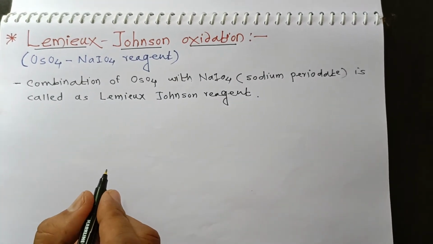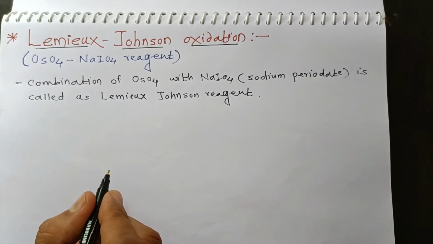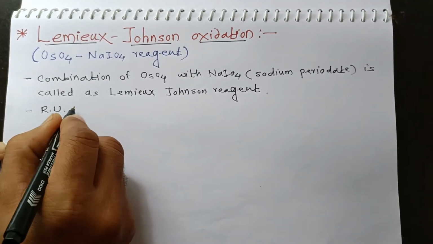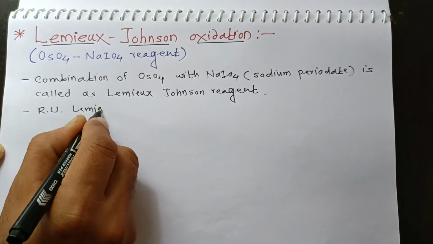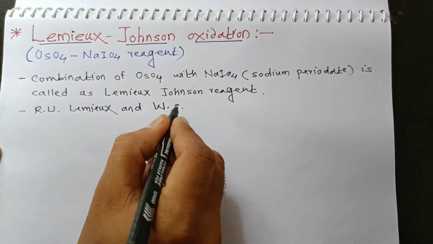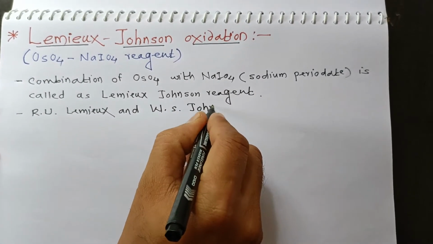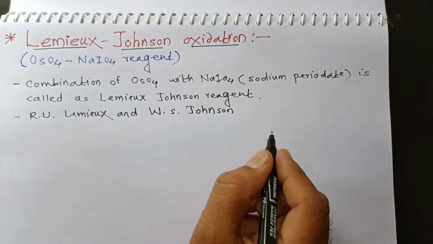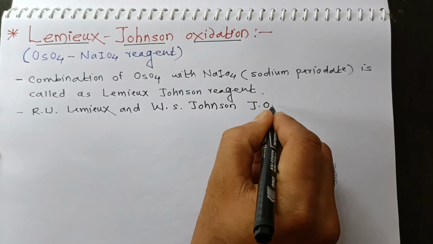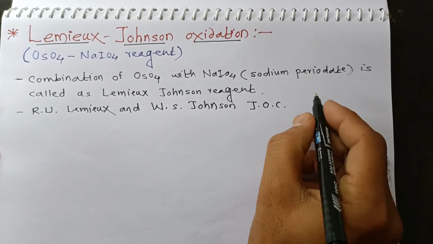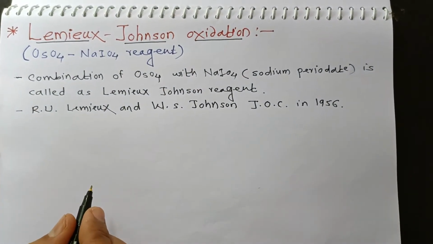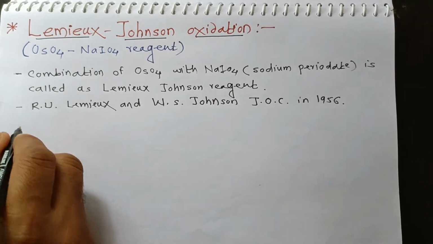This oxidizing reagent was discovered by R.U. Lemieux and W.S. Johnson, and they published it in the Journal of Organic Chemistry, that is JOC, in 1956.